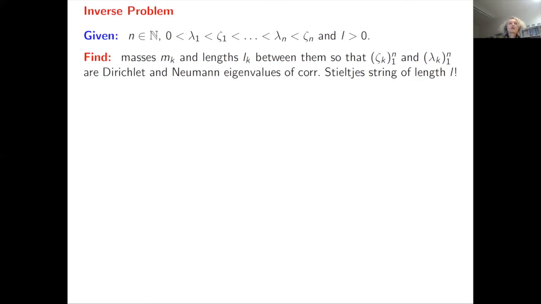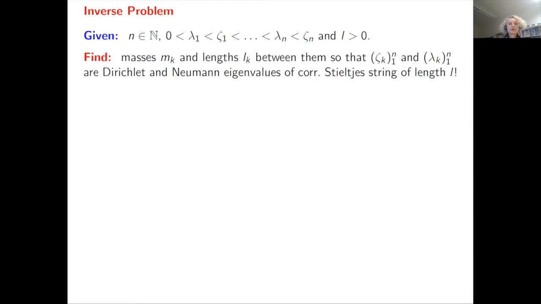Now, we want to solve the inverse problem for this Stieltjes string. So again, this was done by Gochberg and Krein in this appendix. So the inverse problem is as follows. Given is a number n in N and two sets of strictly interlacing numbers lambda 1 to lambda n and zeta 1 to zeta n, together with a length L greater than 0. And the task is to find masses mk and lengths lk between them, so that the zeta k and the lambda k are the Dirichlet and Neumann eigenvalues of the corresponding Stieltjes string of length L.